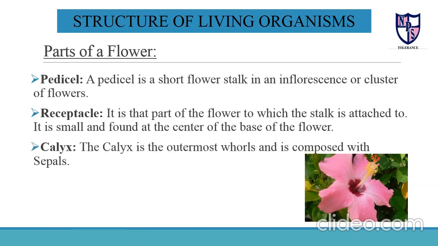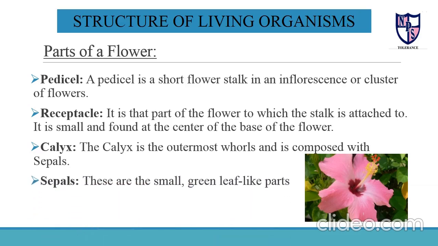Third one is the calyx. The calyx is the outermost whorl and is composed of sepals. And the fourth one is sepals. These are the small green leaf-like parts which protect the buds. The main function of the calyx and its sepals is to protect the flower before it blossoms, that means in the bud stage.